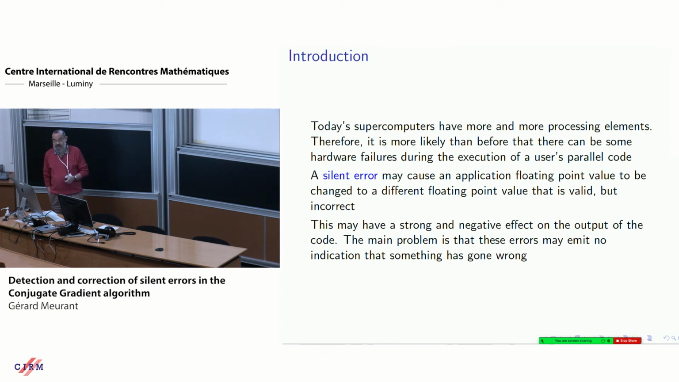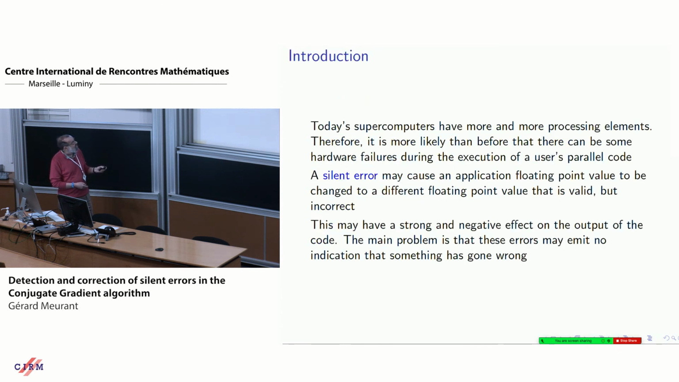Today's supercomputers have more and more computing elements, processing elements, what we call processors or cores or GPUs or anything else probably in the future. And so it's more likely than before that there can be some hardware failures when you're running a code on these machines. Some of these hardware failures can cause your code to crash. In that case, if you have not saved some data, then you have to start again from the beginning. But there can also be what are called silent errors.